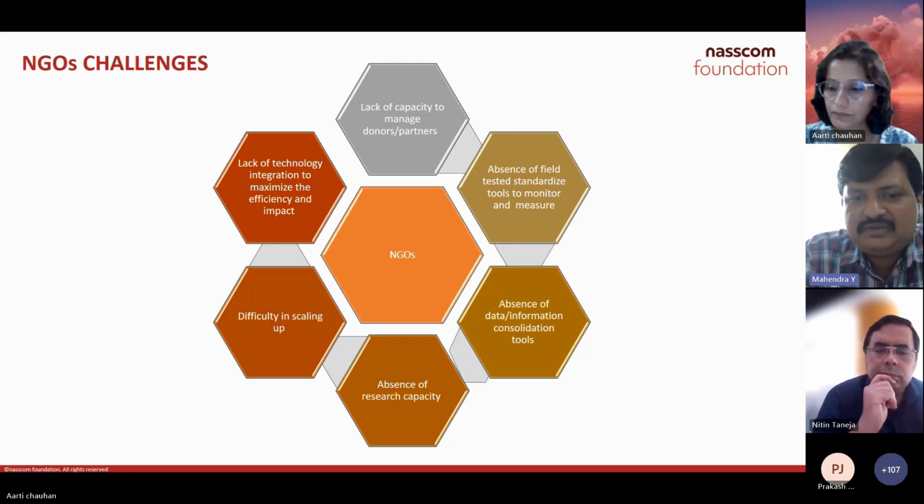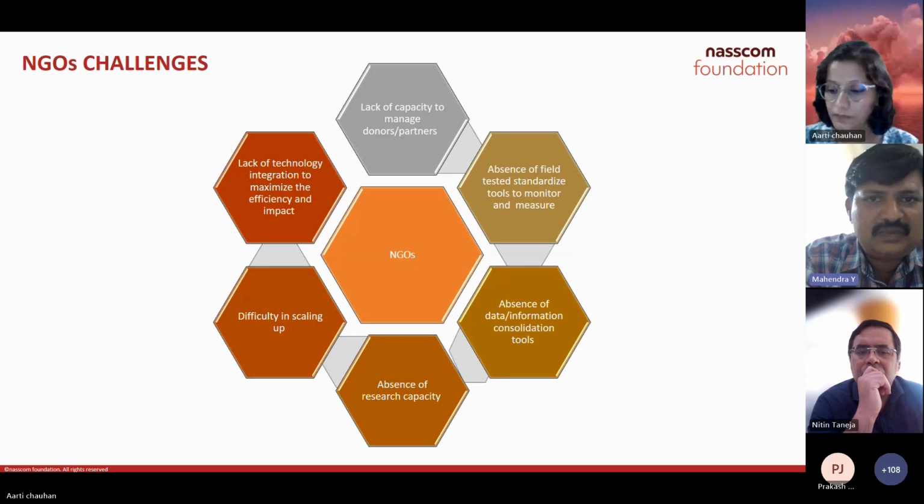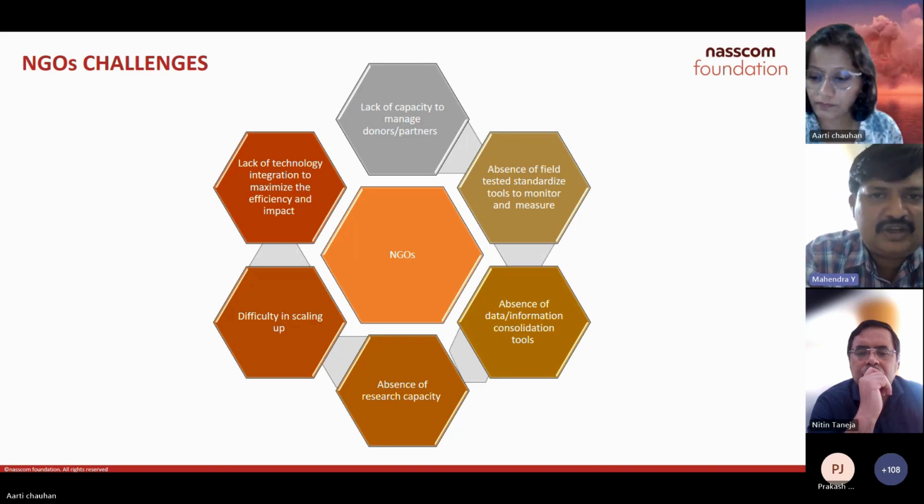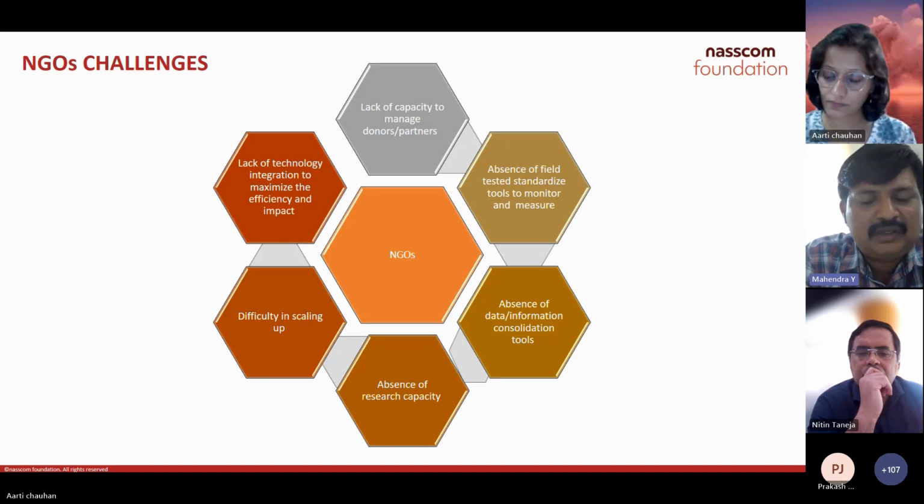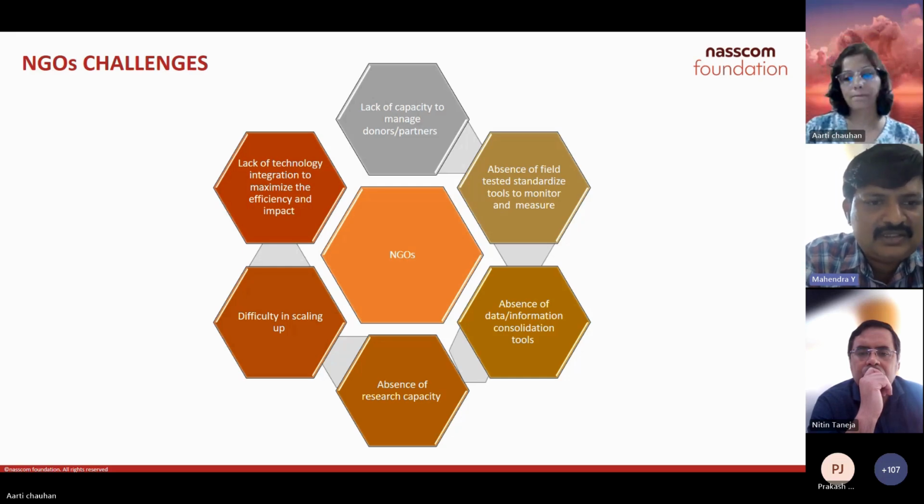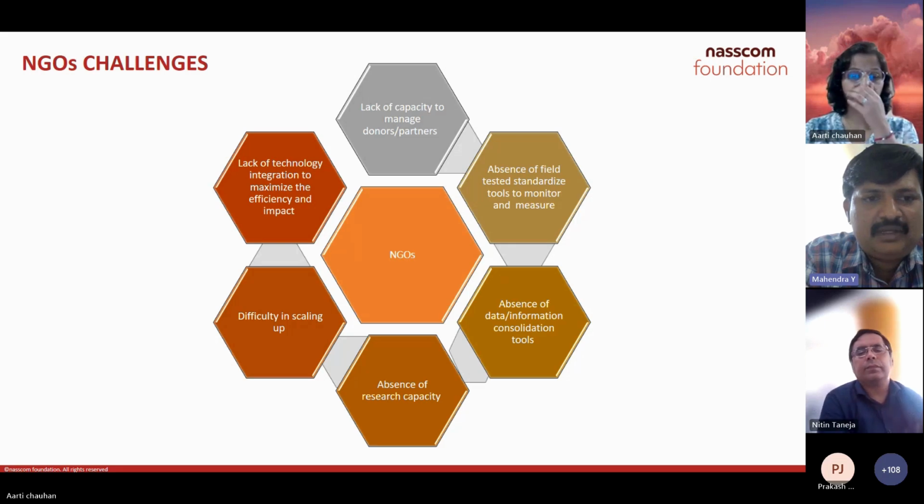Some say that they don't have data or information which they can consolidate in a tool that can give them good insights. Some also lack the capacity to research and take capability programs forward in terms of doing projects. At a certain point, after NGOs reach a certain stage, they also face difficulties in scaling up the organization's programs and projects. And some say that they lack technology from the perspective of maximizing efficiency and impact.